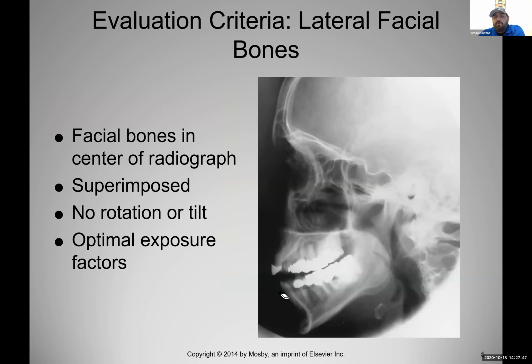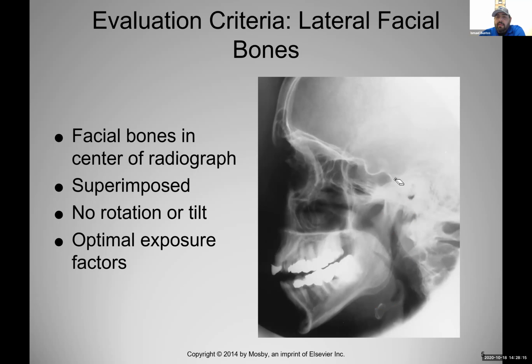We want to make sure that there's no rotation or tilt. So we want to look at the structures that are going to show rotation and tilt. So remember, what is the first structure we look for to determine rotation? Okay, and of course it's going to be anterior posterior separation. The first thing you're going to look for is the mandibular rami. So if you notice, there's only one line there. That means that they're pretty well superimposed. If they're superimposed, there's no rotation.